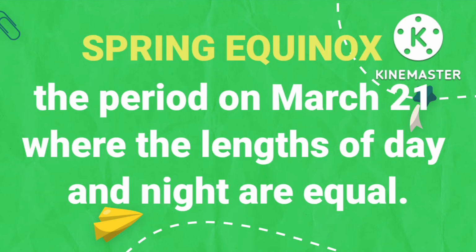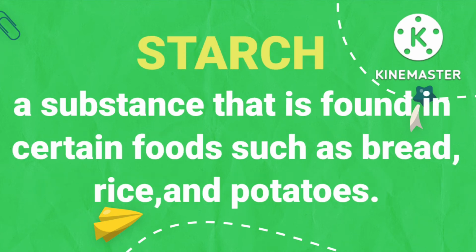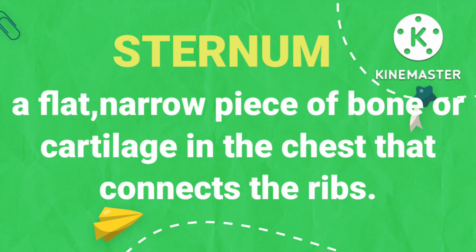Spring equinox. The period on March 21 where the lengths of day and night are equal. Sputum. Material that is spit or coughed up from the lungs and bronchi, made up mostly of mucus. Starch. Substance that is found in certain foods such as bread, rice, and potatoes. Sternum. A flat narrow piece of bone or cartilage in the chest that connects the ribs.